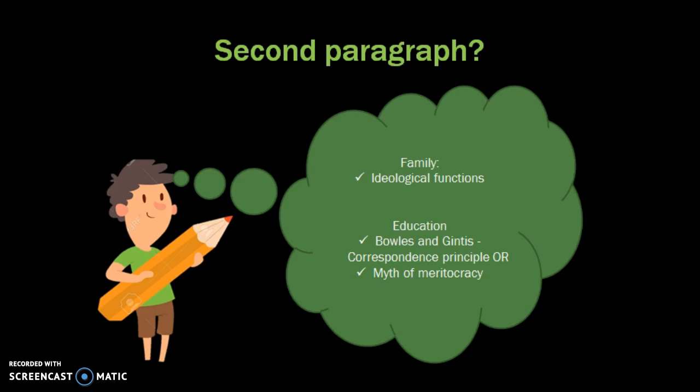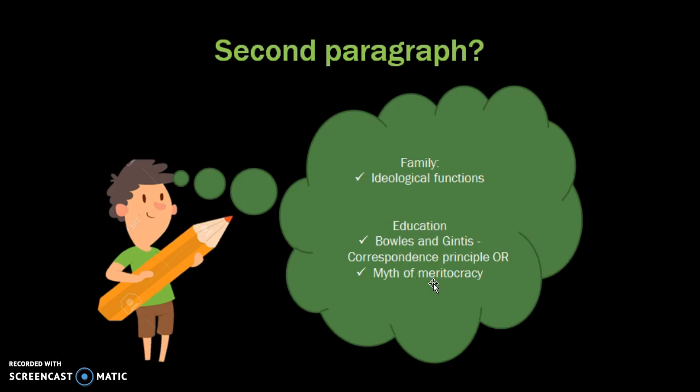There is no reason that you cannot use education twice to make two different points. The question asks for specifically two ways agencies of socialisation reinforce, not for two agencies. So really you could actually discuss education twice. So another way values are transmitted is through the correspondence principle. And this is by Bowles and Gintis. Schools mirror the workplace, and give examples of this.